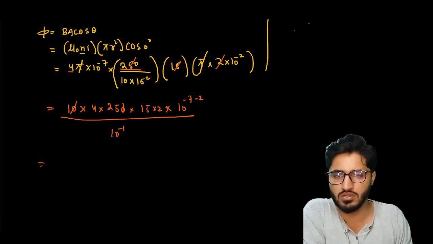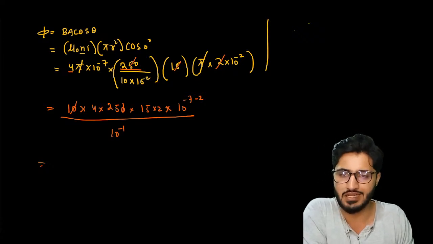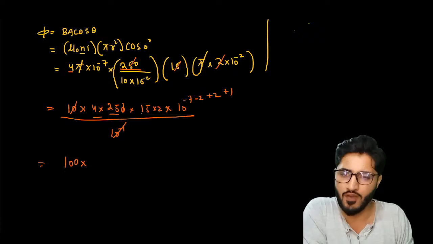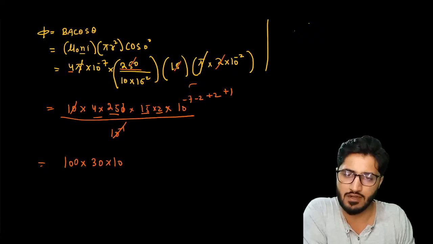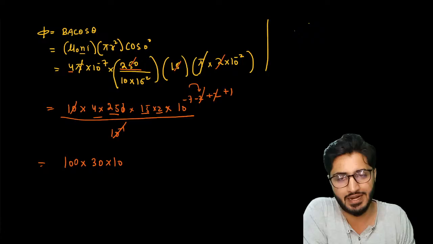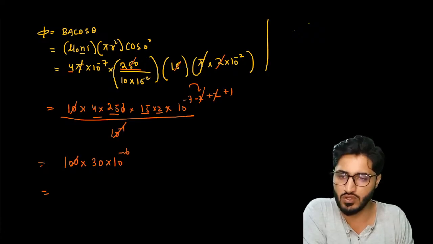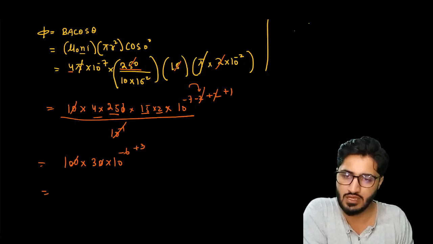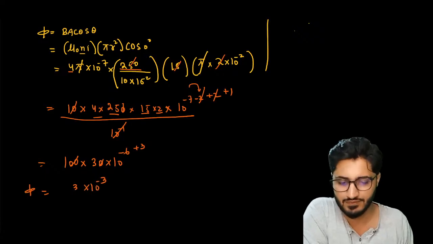So I can write here plus 20, it goes up, so it will be plus 1 here. So we are now left with 25 into 4, that is 100. 15 into 2, that is 30. 10 to the power 7 minus 7 minus 2, 9. Minus 7 plus 1, minus 6. It is 3 into 10 to the power minus 3. Done?